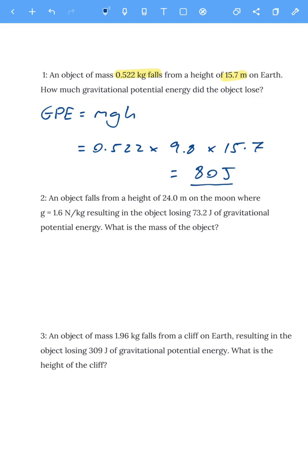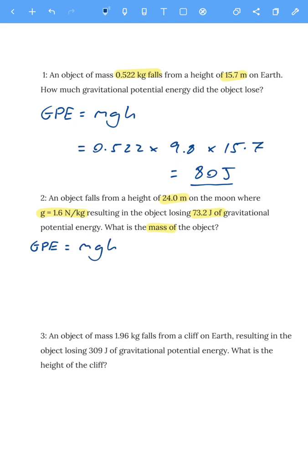Okay, next one, number 2. So an object falls from a height of 24 meters on the moon this time, where gravitational field strength is 1.6 newtons per kilogram, resulting in the object losing 73.2 joules of gravitational potential energy. What is the mass? So we've got the height, we've got the energy, we've got G, and we need to find the mass. So first of all, write the equation. So I've got GPE equals mgh.